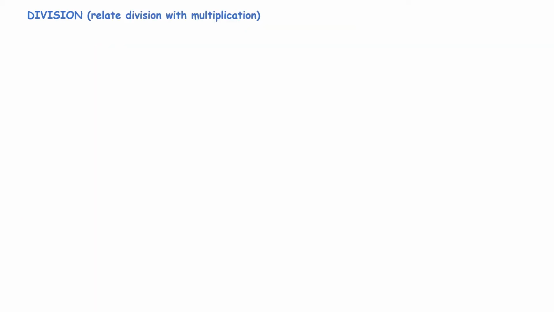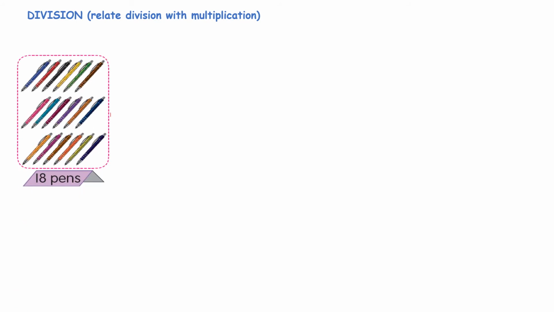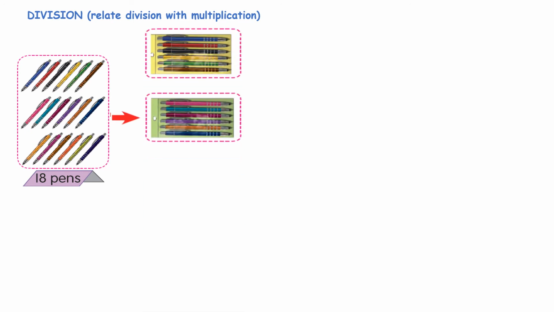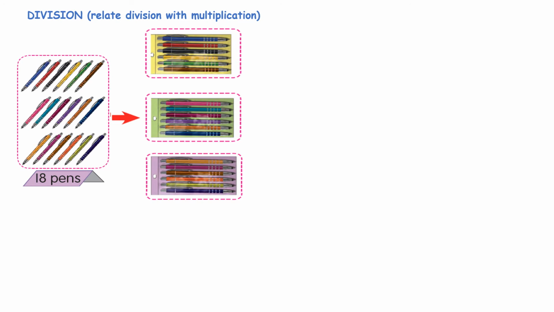Now we are going to relate division with multiplication by using the same example, 18 pence. Look at the whole picture here. Based on this picture, we know this is division. Look at the number line and the number sentence: 18 divided by 6 equals 3. 18 is the number of pens, 6 is the number of pens in each group, and 3 is the number of groups.